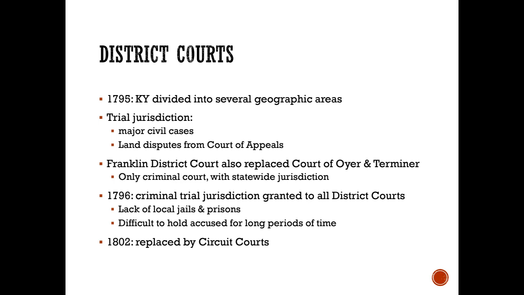When it was first created, the Franklin District Court directly replaced the Court of Oyer and Terminer, and they became the only criminal court with statewide jurisdiction. But this didn't last long, and in 1796, they gave criminal trial jurisdiction to all the district courts. This delay had to do with the fact that there weren't very many local jails and prisons for the district courts to hold people for criminal trials. So it was pretty hard to hold somebody accused of a crime for long periods if you didn't have a jail to do it in. So they didn't give out the criminal trial jurisdiction until 1796, about a year later.